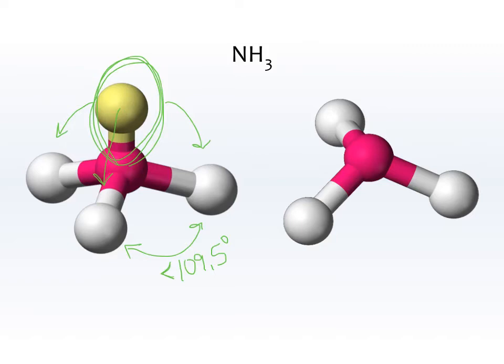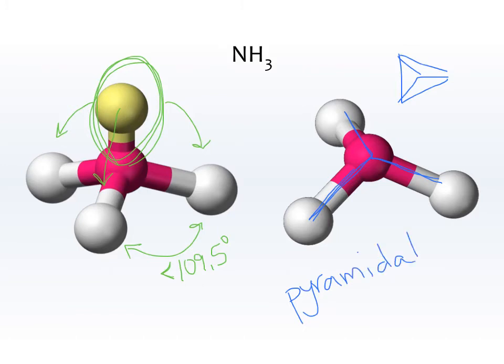As far as a shape name, when you're naming the shape, you name it without the lone pair. Take the lone pair off and look at what you have left. And this should kind of look like a, hopefully, pyramid. And it's called pyramidal.